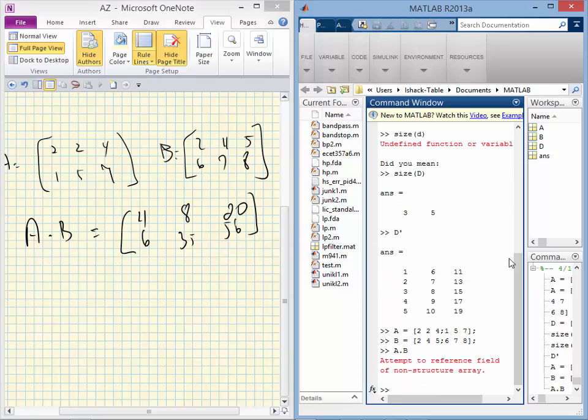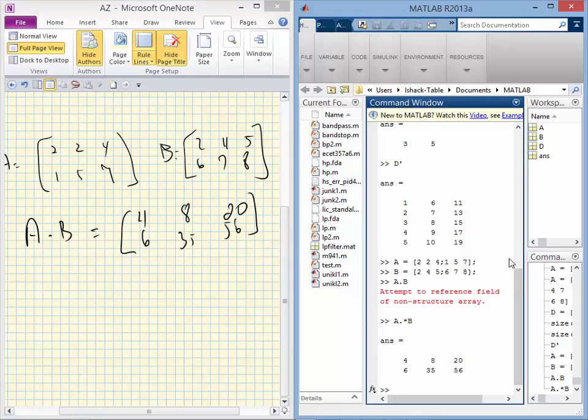Oh, what did I do there? It should be, works together, must have the same size, and that works fine. Oh, and I forgot the A dot times B, and that gives me what I'm supposed to get. It's not just the dot, but the dot says that we want to do it element by element.